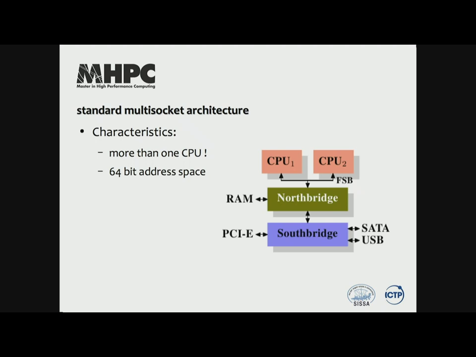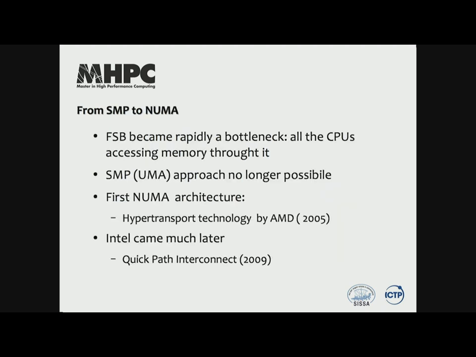Because if the 2 CPUs are using a lot of the RAM, we are always sharing this front side bus. That's why we moved from SMP to NUMA. The front side bus rapidly became a bottleneck, with all the CPUs accessing memory through it, and the SMP UMA approach was no longer possible.